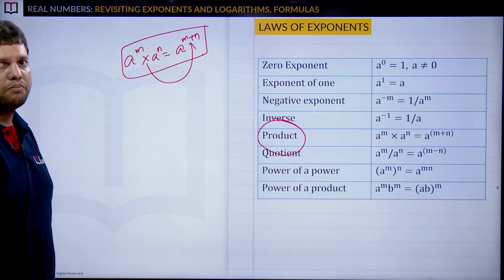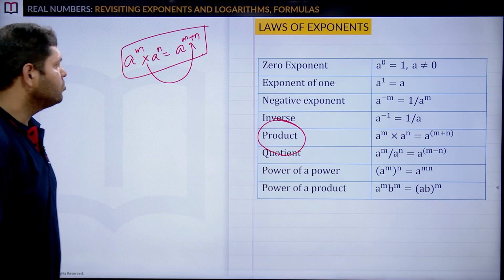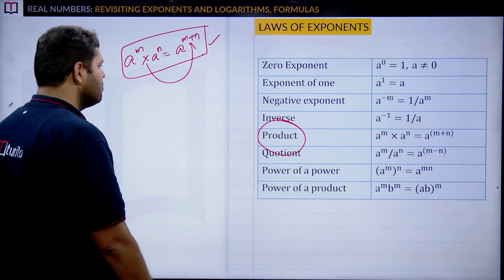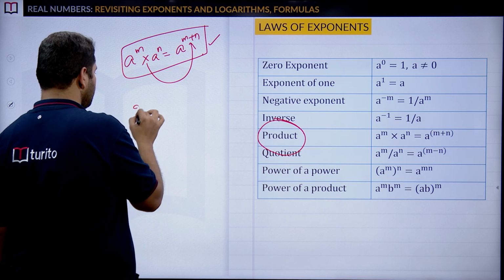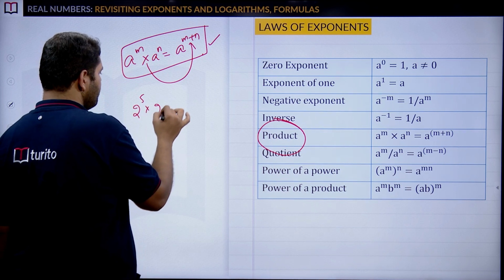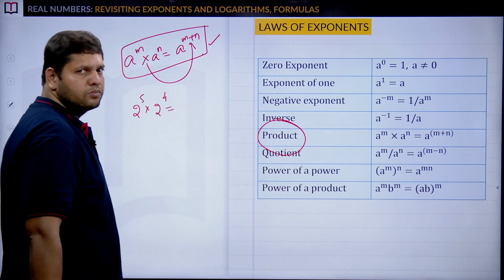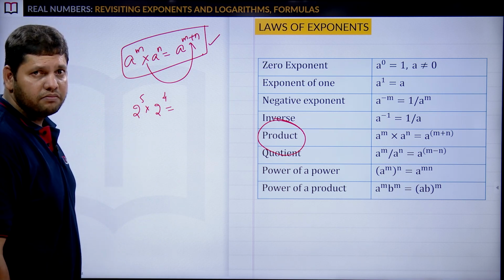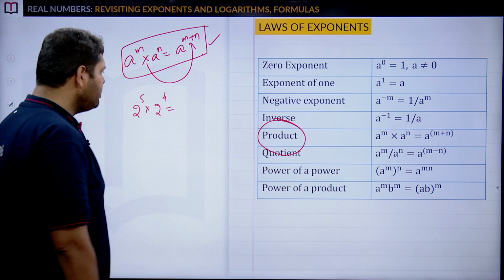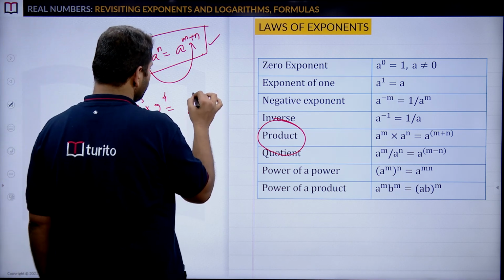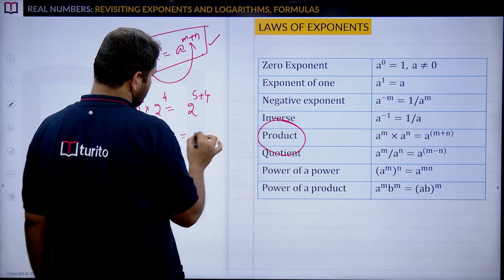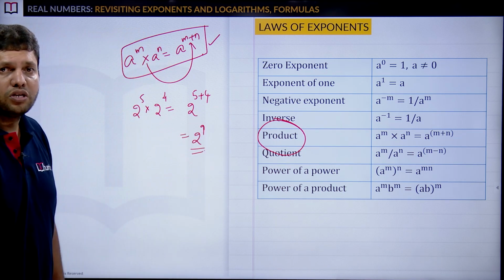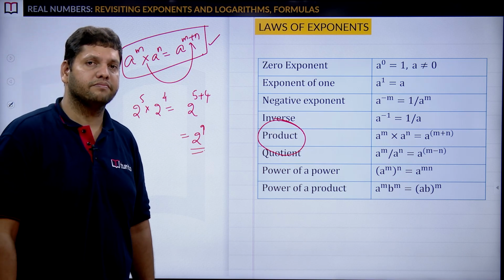So that is under multiplication. This gives a to the power of m plus n. That is the product law. You can take one example, children. I am writing 2 to the power of 5 into 2 to the power of 4. What is the answer? Can I say bases are equal here? Yes, bases are the same, and you are doing a product. So the answer is 2 to the power of 5 plus 4. 5 plus 4 is 9. So 2 to the power of 9 is the answer.